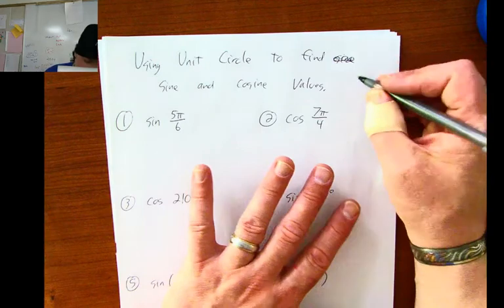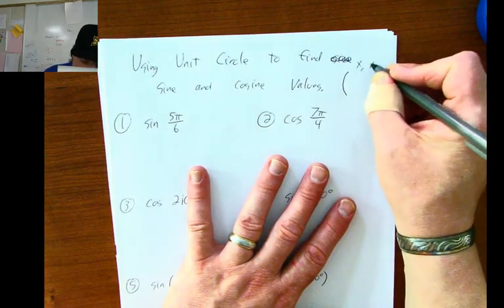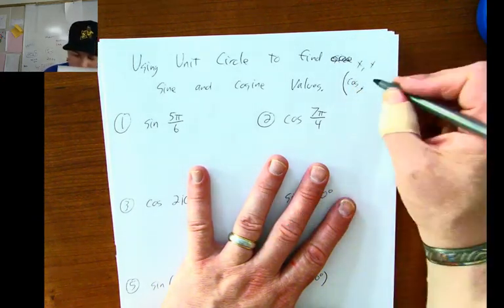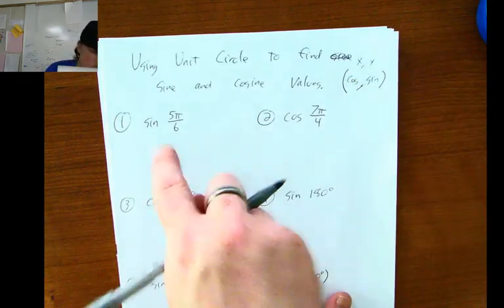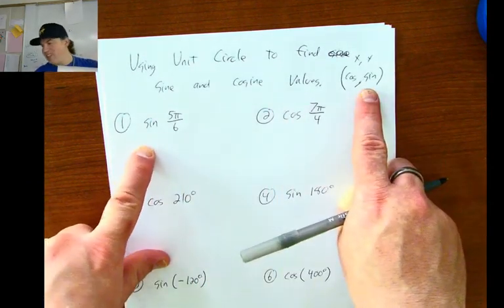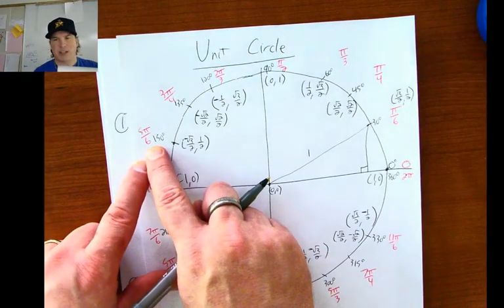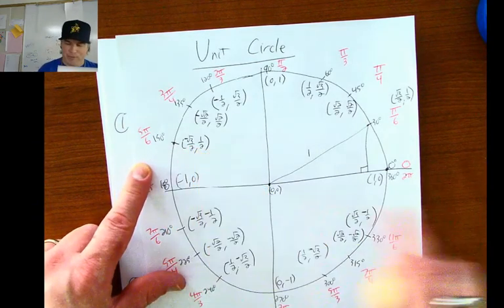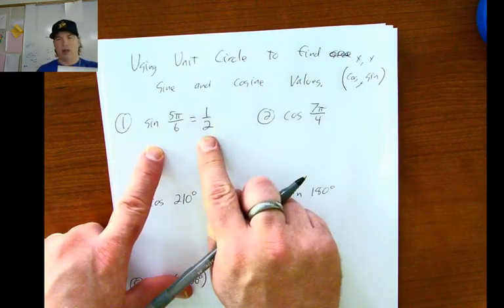Alright, one thing to remember is the x in an xy coordinate, the cosine, is always the x coordinate, and the sine is always the y coordinate. So, sine of 5 pi over 6. Sine is telling us that is the y coordinate. I then go to 5 pi over 6 on my unit circle, and I look at the y value. That y value is equal to 1/2. That means sine of 5 pi over 6 is equal to 1/2.